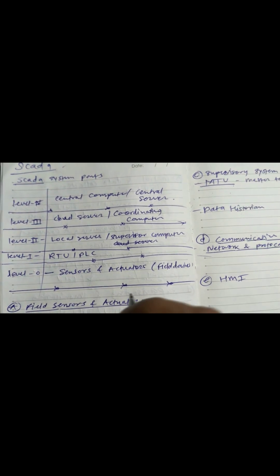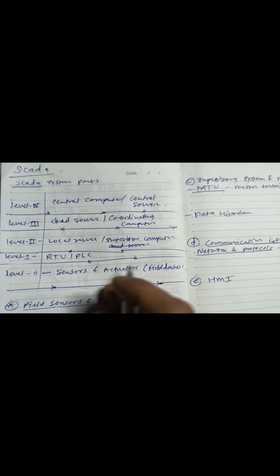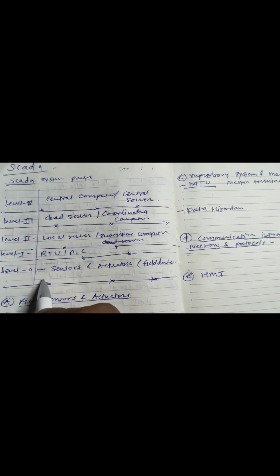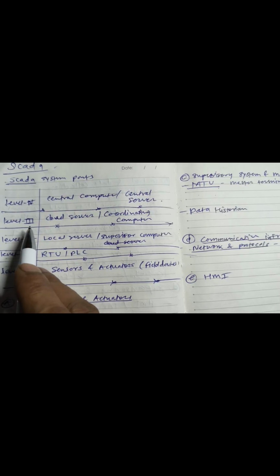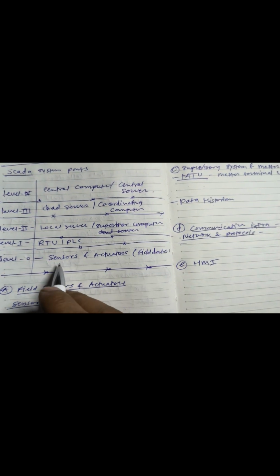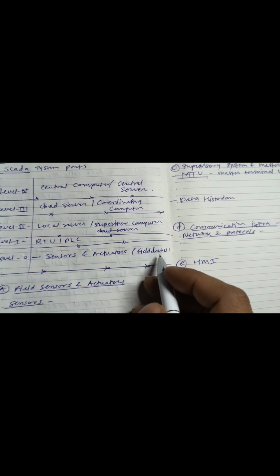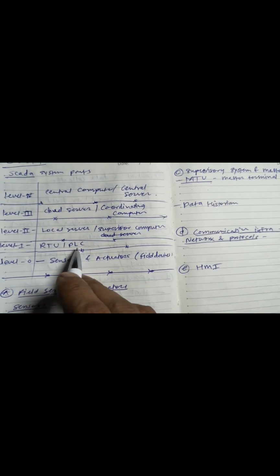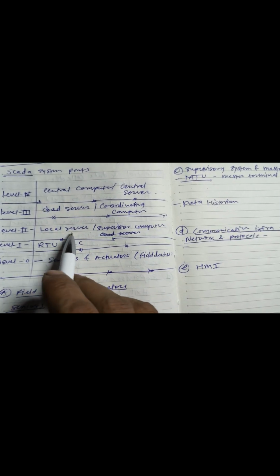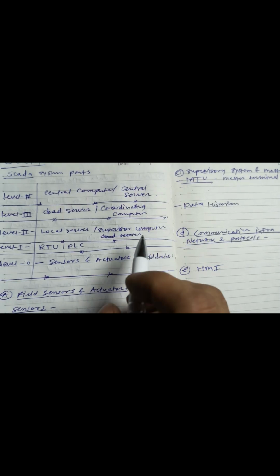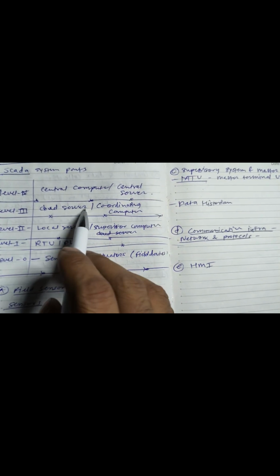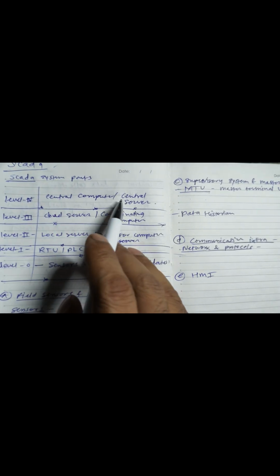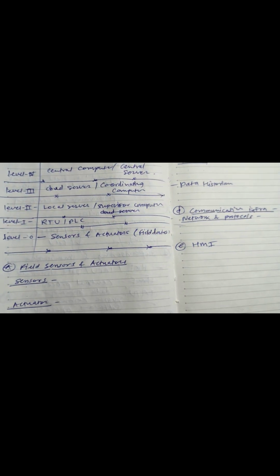So here in the SCADA system there are some equipment, and some levels we have assigned: field level, level 1, level 2, level 3 and level 4. The first one is sensors and actuators, which are at the field level. Then at level 1, RTU and PLC are provided. In level 2, local servers and supervisor computers are provided. Level 3 has cloud servers and coordinating computers. In level 4, the central computer and central servers are provided.